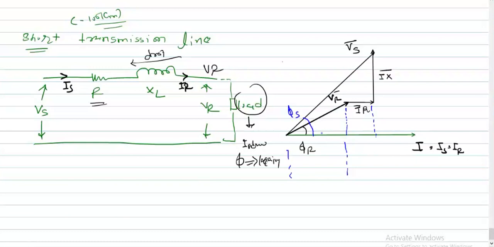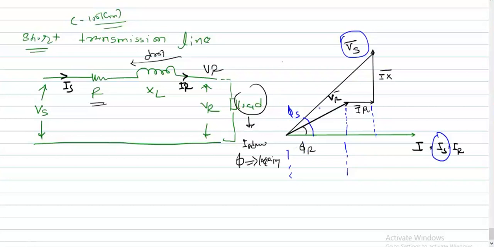This is the current, and between VS, the sending end voltage, and the sending end current, the angle is phi s. That is the angle between sending end voltage and sending end current. Based on that we can calculate cos phi, here cos phi r and here cos phi s.